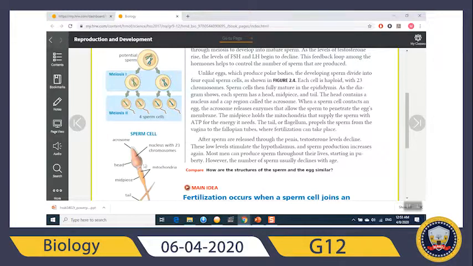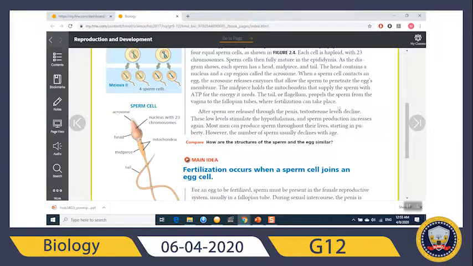For the head and acrosome, the head is the nucleus here with 23 chromosomes. The acrosome, I will explain this in the next page, and the mitochondria in the midpiece generate ATP that the sperm needs. The tail or flagellum basically helps in movement.